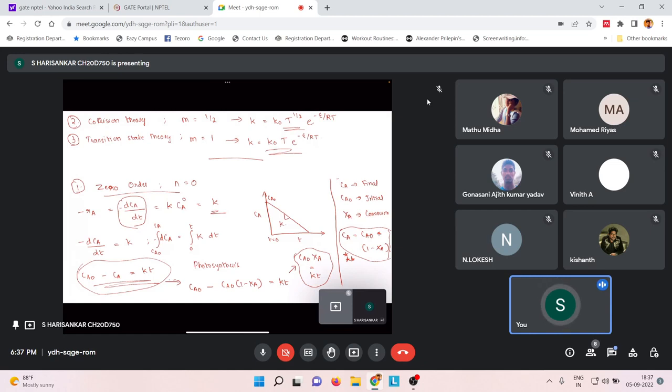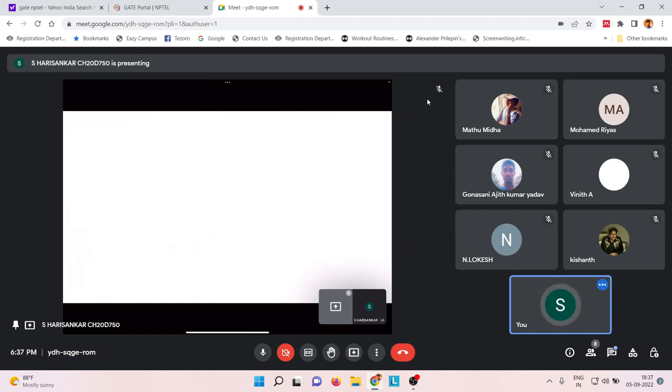So we saw the rate equation for zero order. Now let's move on to first order. So here n will be 1. So how can we proceed with this? The rate will be minus dCA by dt. This will be k Ca raised to 1.